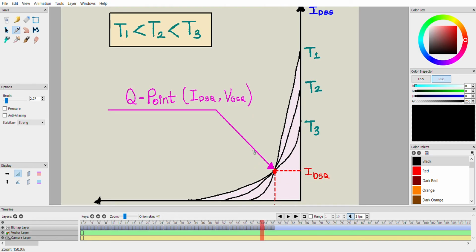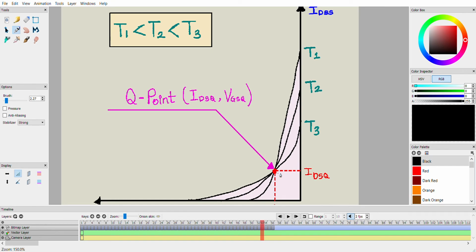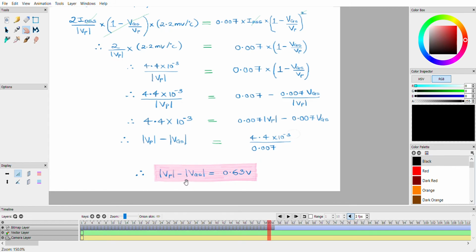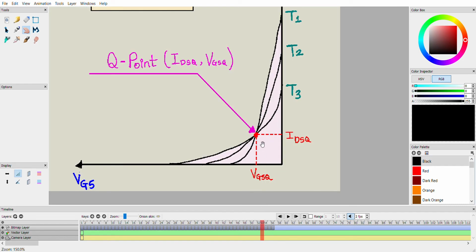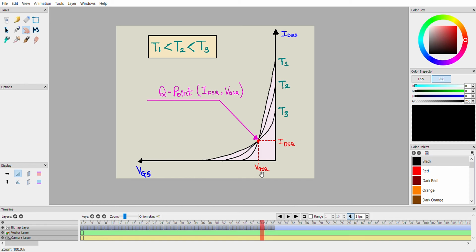And as you can see, this is a curve. Wait, I will zoom out a little. So as you can see, at T1, as the temperature is decreased, ID is at its maximum value. When temperature increases by certain amount, the ID decreases, and when the temperature increases maximum, then ID decreases by maximum amount. But we manage to get a certain point, as I told you, in this case, modulus of VP minus modulus of VGS is equals to 0.63 volt, and due to this we get this point which is totally independent of temperature. So I hope you understood the concept. So this is what I wanted to explain you through this whole video.